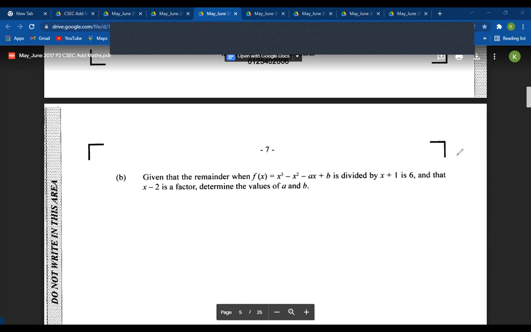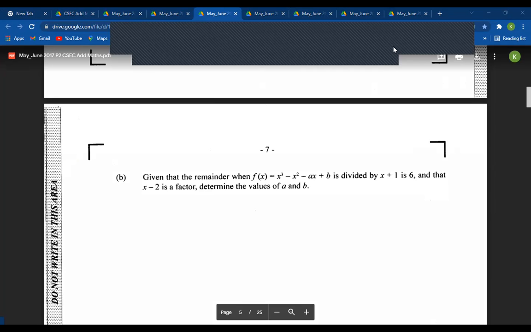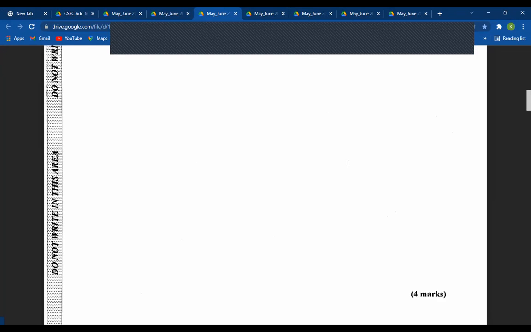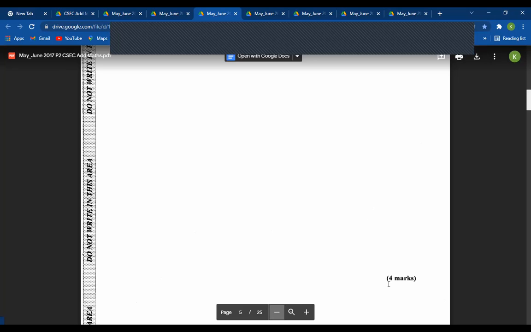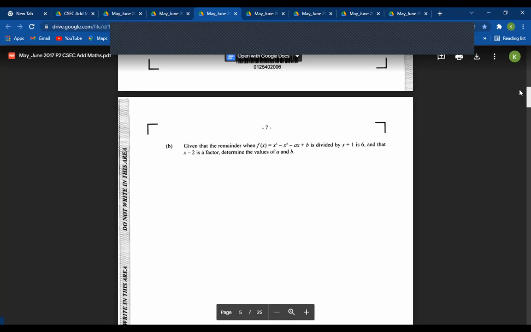So this is the question, how we doing? This one is a little different, but I still want you to try it, and then we will go through it. This is the one you're doing, right? Yes. I just want to show you, this one is 4 marks compared to the others, which were 2 marks. That tells you something, right?